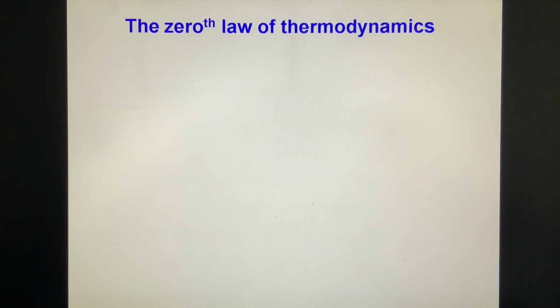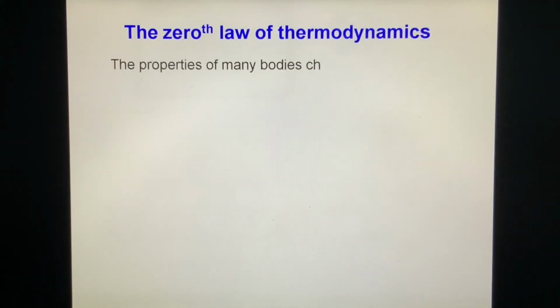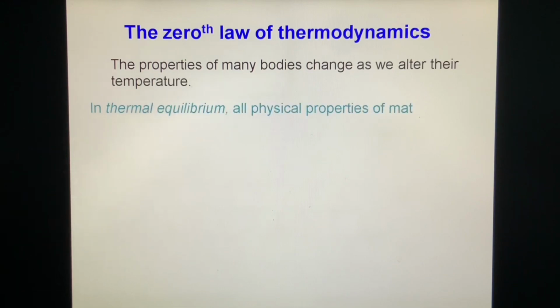The zeroth law of thermodynamics. The properties of many bodies change as we alter their temperature. In thermal equilibrium, all physical properties of matter, of a system, are stable. That means they do not change with time.